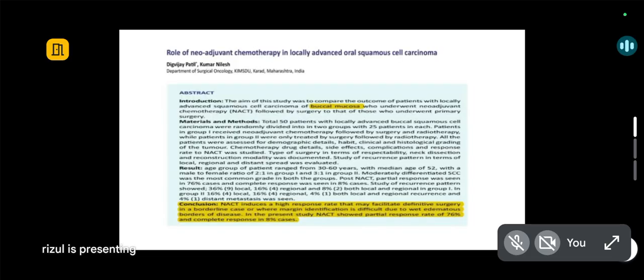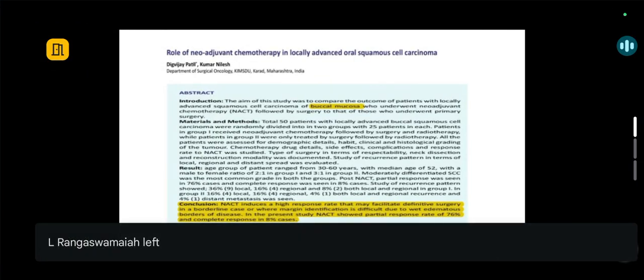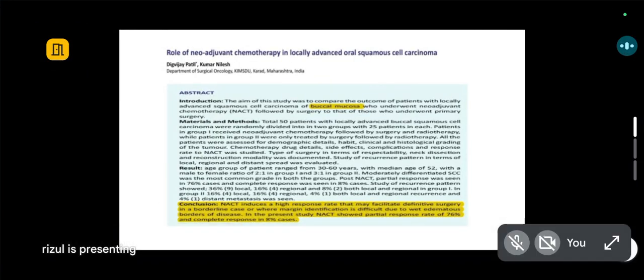Then there was another study by Digvijay Patil on locally advanced oral cancer, specifically of the buccal mucosa, and it again shows the same conclusion that NACT induces a high response rate and may facilitate definitive surgery in borderline cases, or where margin identification is difficult due to the wet edematous borders of the disease. So again, it shows that NACT may improve our overall survival rate.